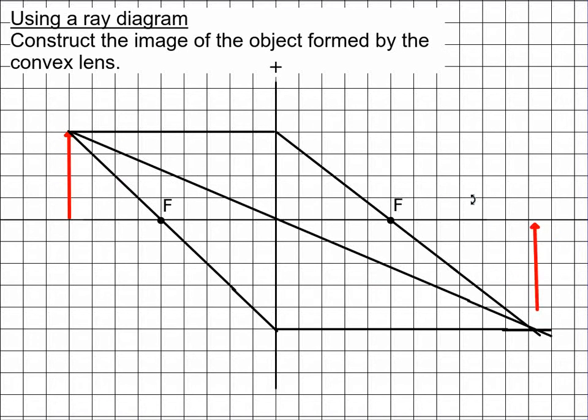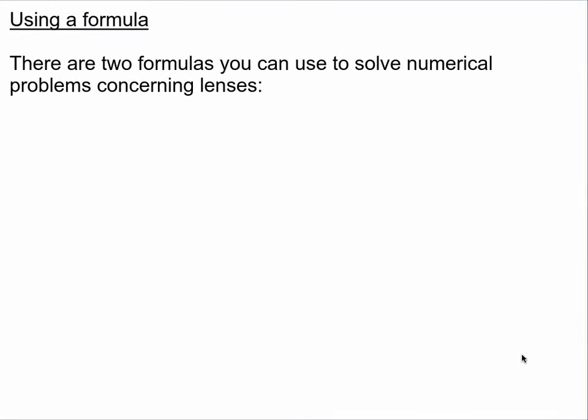Now you can see that the three rays meet in the same point approximately. This is a problem because we do not know the exact size nor the exact height of the image. Therefore, we can use a formula. There are two formulas you can use to solve numerical problems concerning lenses.